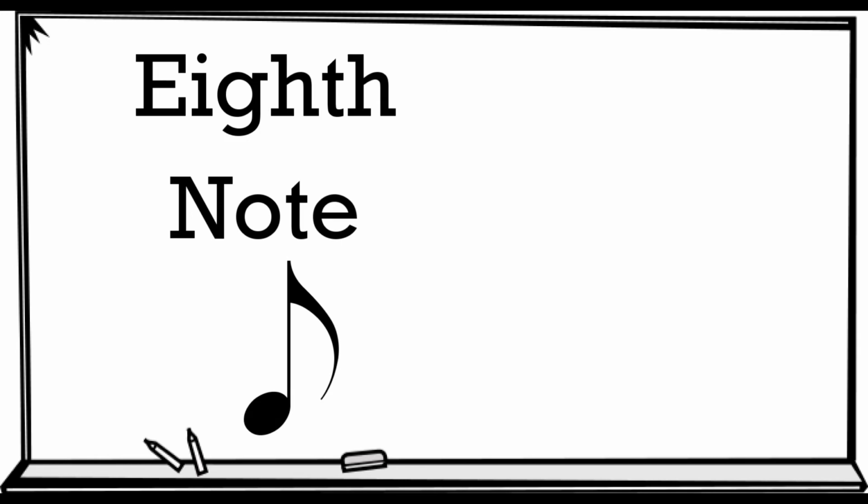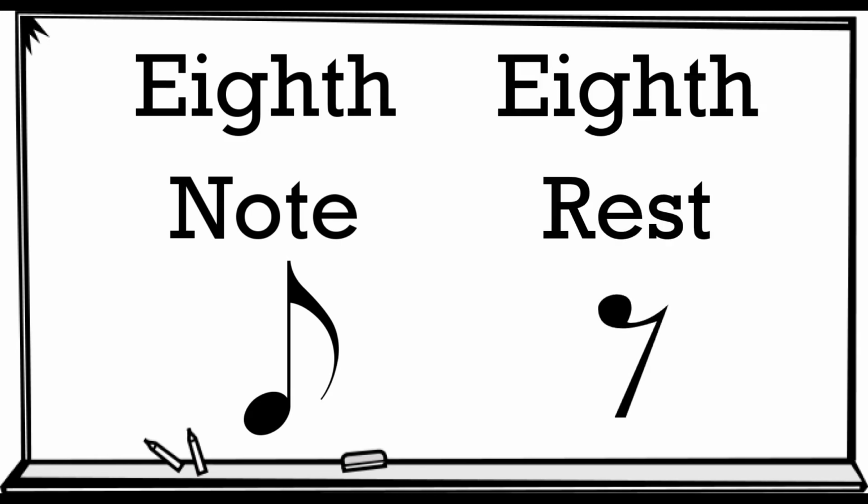Next is the eighth, which is half the quarter. Here we add a flag to the right of the stem. For the rest of the note values, we add flags one at a time to show the decrease in length. Notice the pattern? Every time you double the number, you cut the length of the note in half.